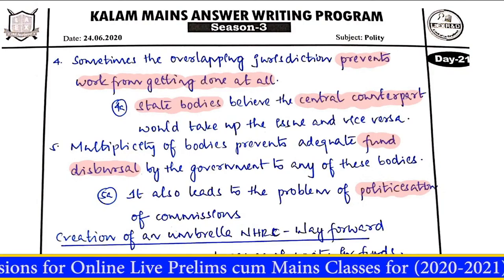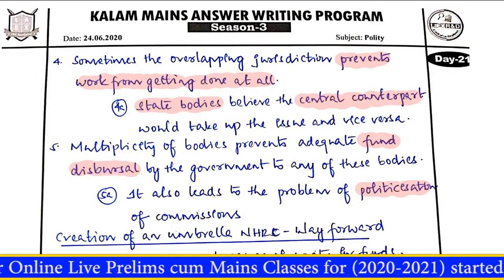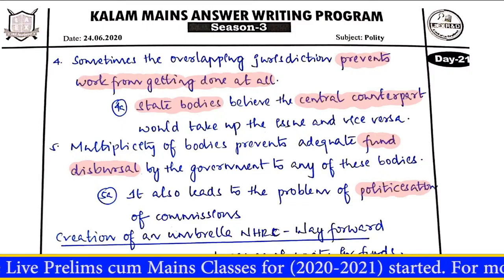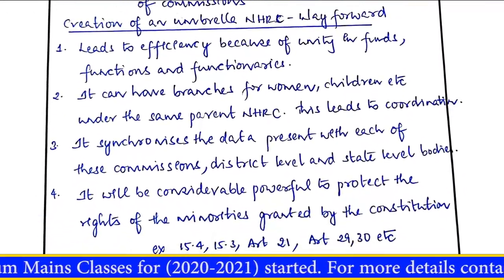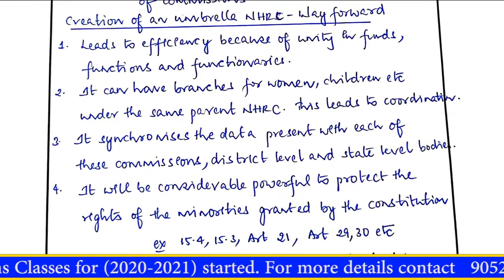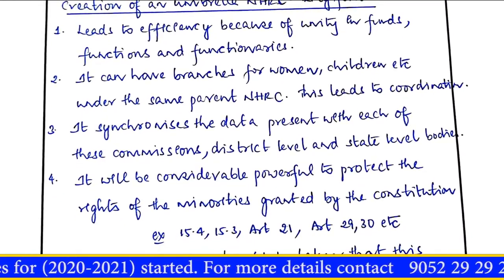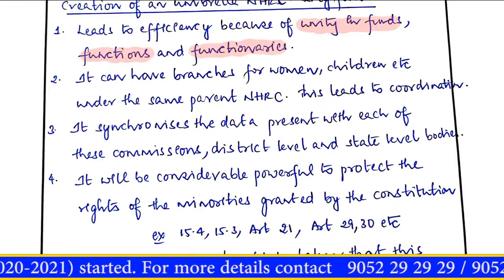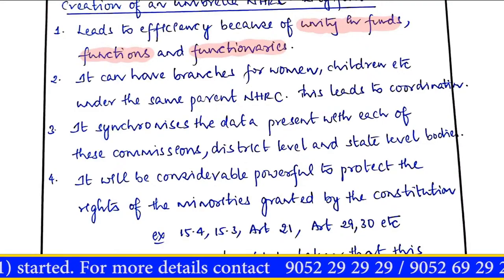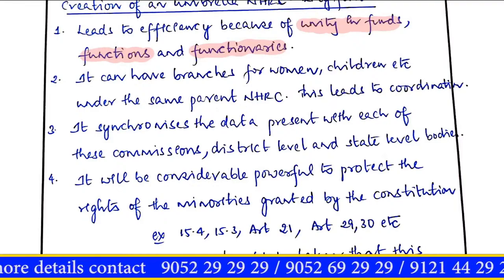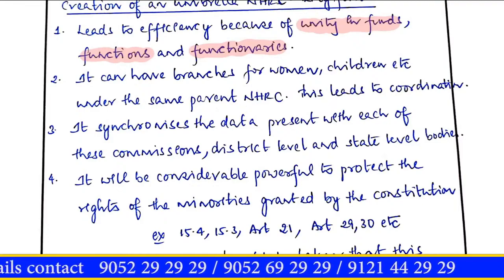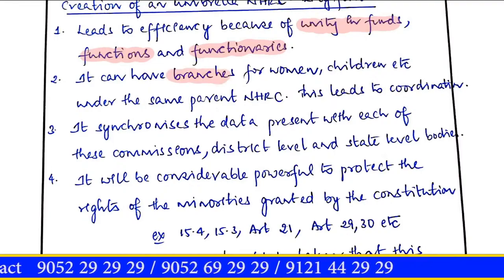Now let's move forward and see what he talks about when he says that there is a creation of an umbrella NHRC. So firstly, this is going to lead to efficiency because of unity in funds, functions and functionaries. Good. And secondly, it can have branches for women, children, etc. under the same parent NHRC. So this is what I have been talking about a few minutes ago.